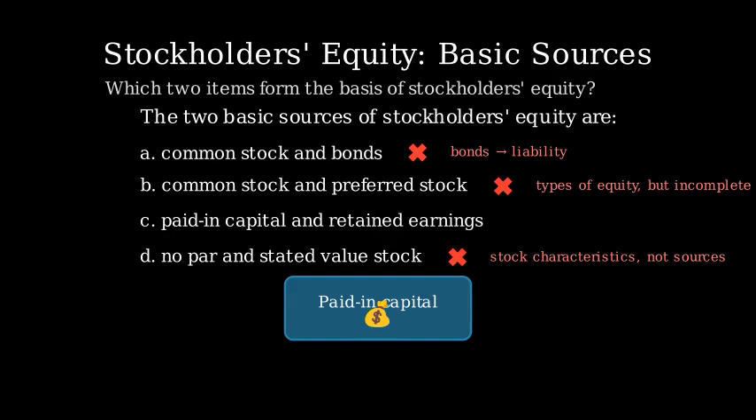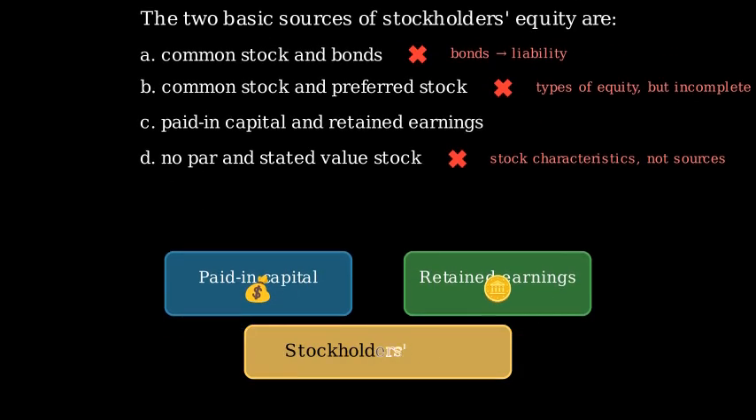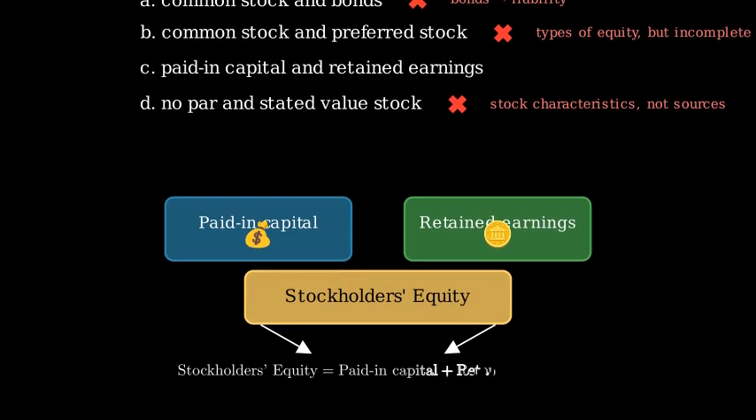Next, retained earnings. Retained earnings are the cumulative profits the company has kept over time instead of paying them out as dividends. They show how much the company has reinvested from its earnings. Together, paid-in capital plus retained earnings make up stockholders' equity. Therefore, option C is correct, paid-in capital and retained earnings. Let's mark option C as the correct answer.